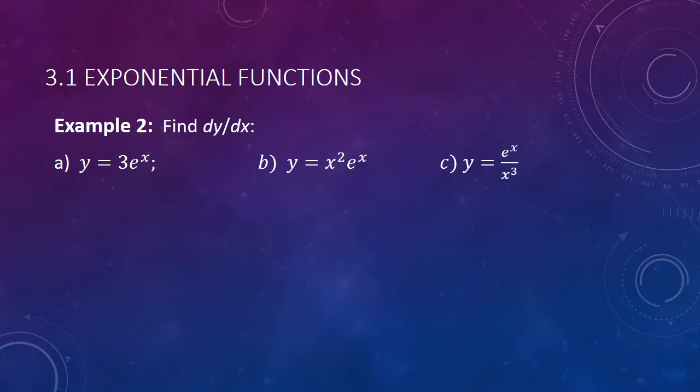Okay, so some examples. Now, I will warn you, we do need to bring into play some rules for b and c. For b, we need the product rule. For c, we need the quotient rule. Pause the recording, give these a try and resume to check your answer.